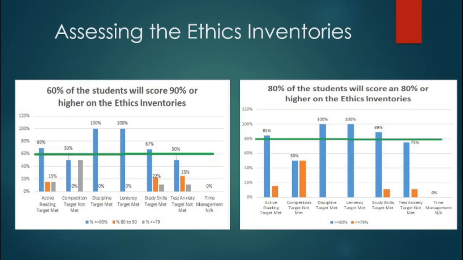Now, the caveat is that for the lack of discipline and leniency inventories, only 2 people completed them, so we don't have a good sample of students. That could be why those 2 are so high. The next target is that we wanted 80% of the students to score an 80% or higher on the ethics inventories. Again, we had 4 out of 7. They were the same ones: active reading, discipline, leniency, and study skills.